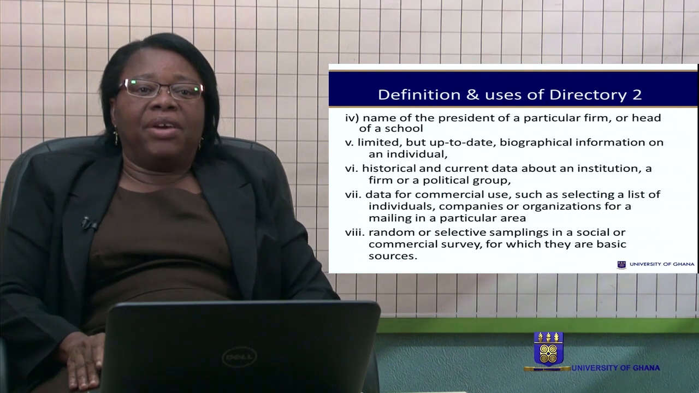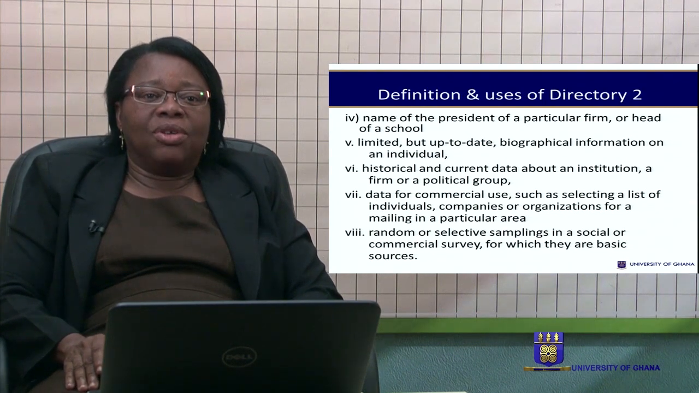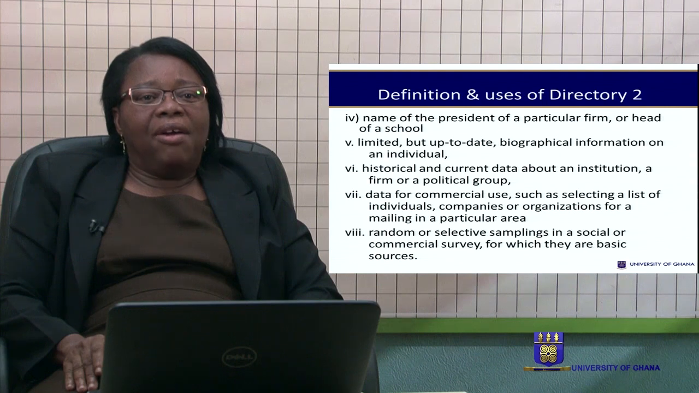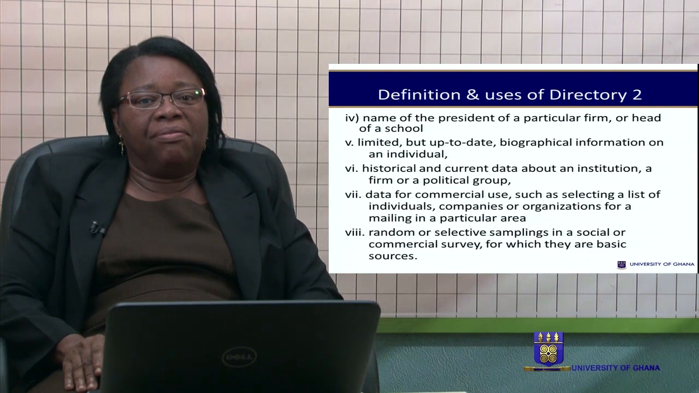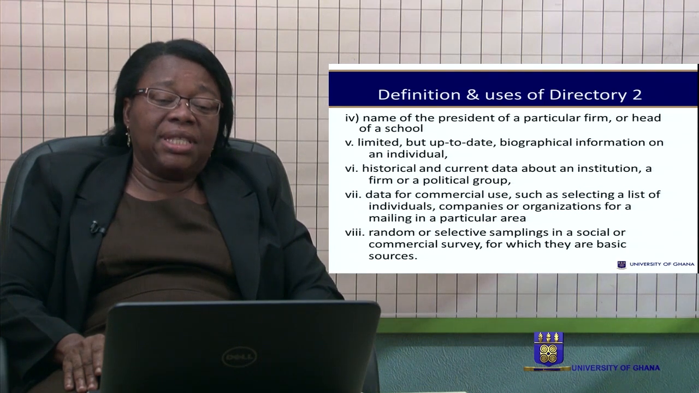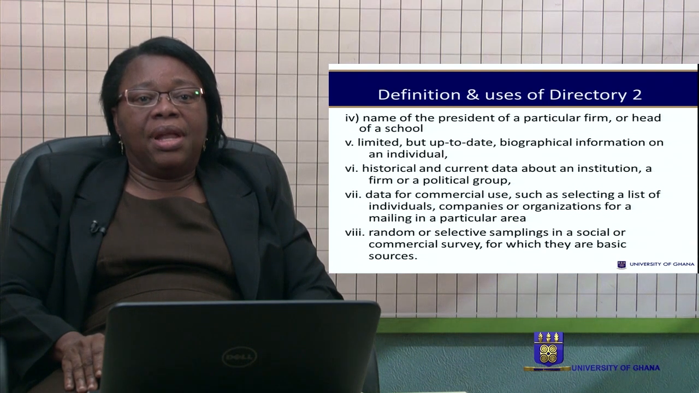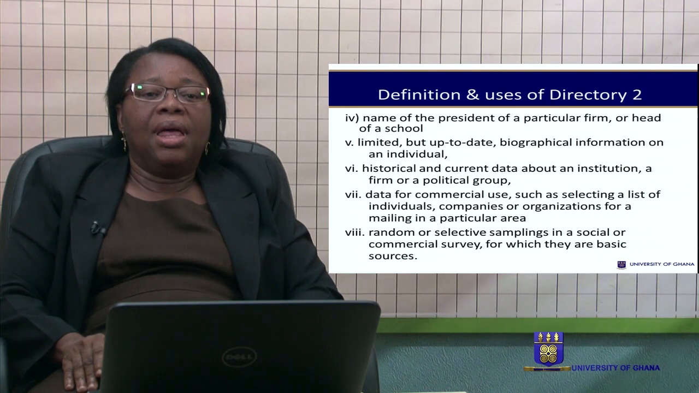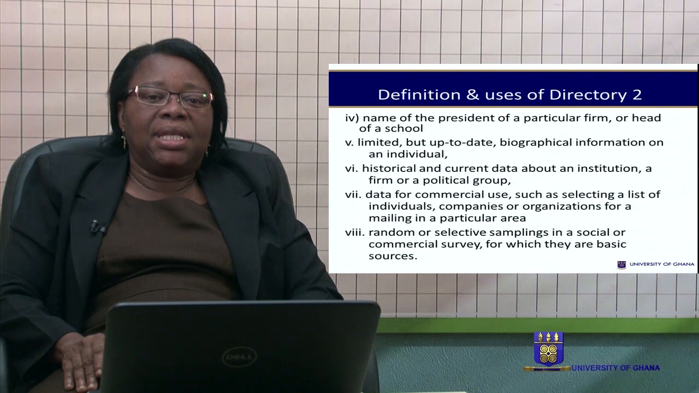Other uses of directories: to get the names of presidents. A directory also gives you up-to-date but limited biographical information. In biographical information, you look for the name, the address of the person, the age, and a few things about the individual. The directory gives you basic biographical information about an individual.